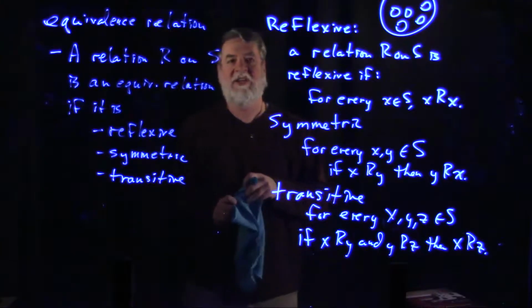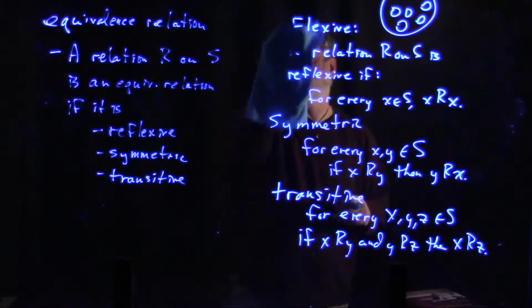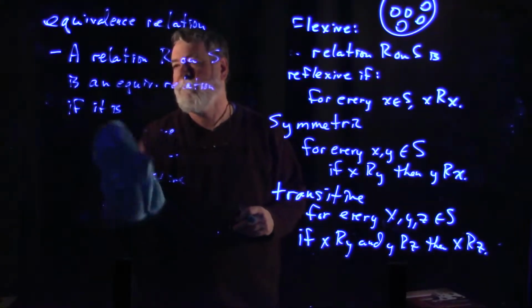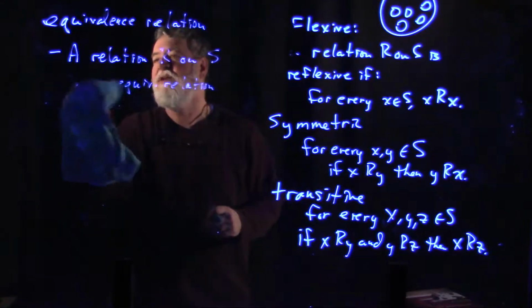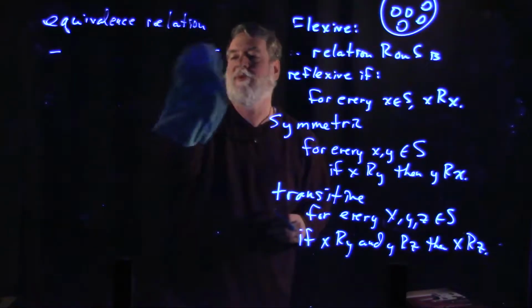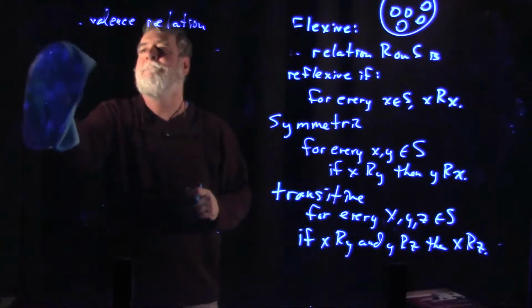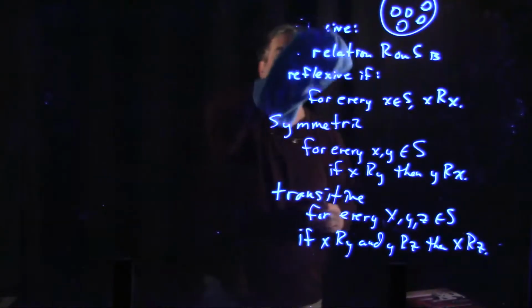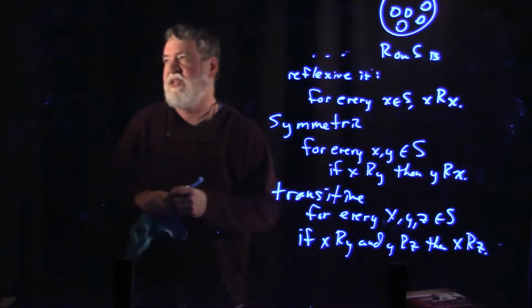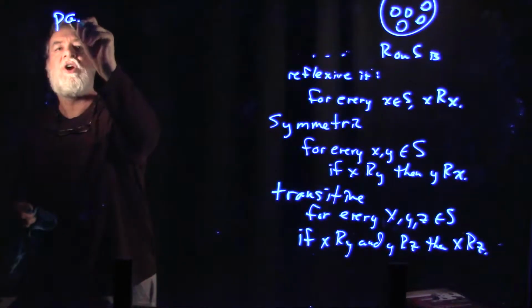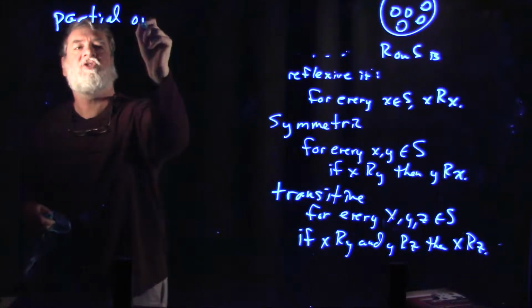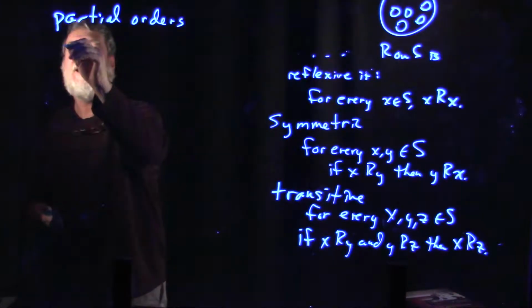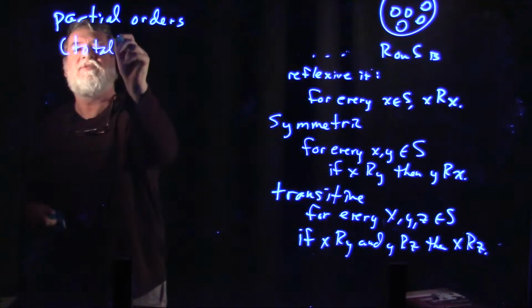The last thing I'll mention is orders. And this won't take very long. It's related to what we just did with equivalence relations. The third special type of thing is what are known as partial orders. And then total orders are a special class, a subset, of partial orders.